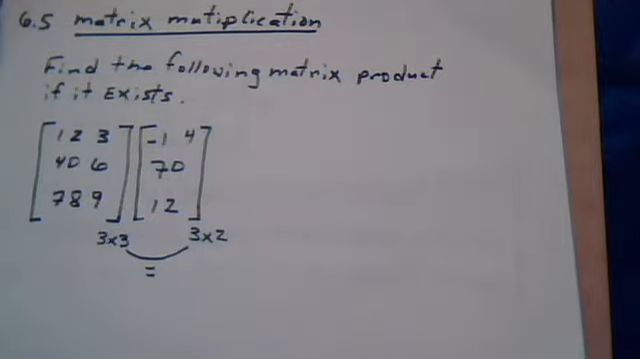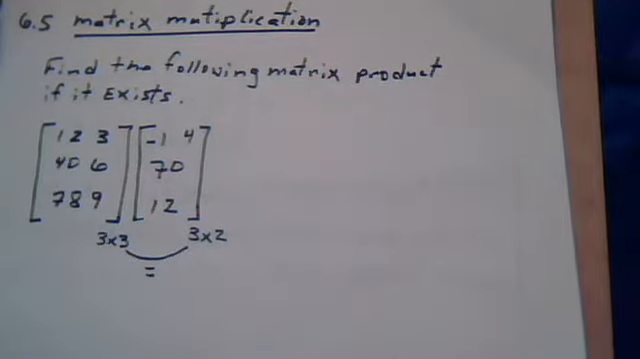Matrix multiplication. While we could multiply numbers all the time, sometimes matrices cannot be multiplied. There's a requirement to be able to multiply two matrices, and this is what the requirement is. First, write the dimensions of the matrix.